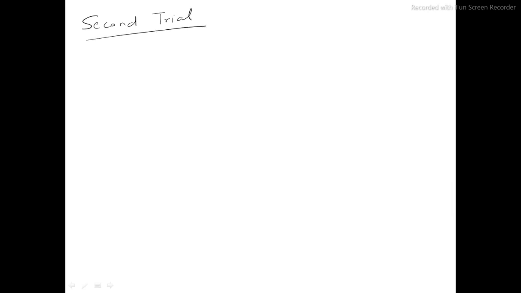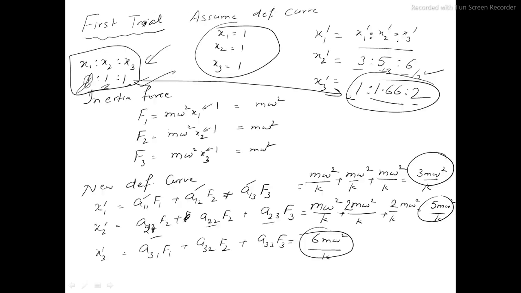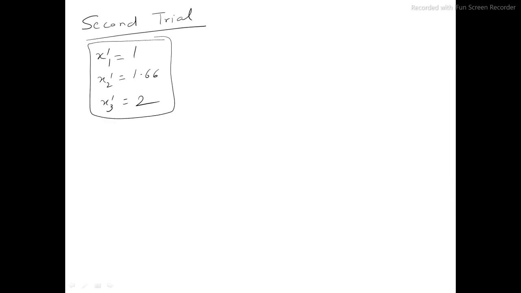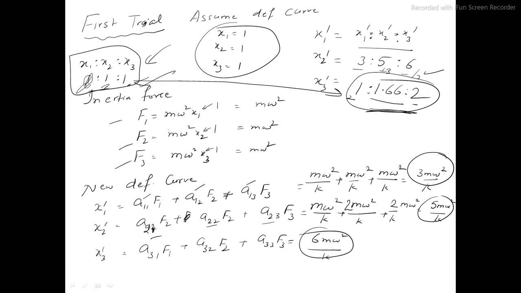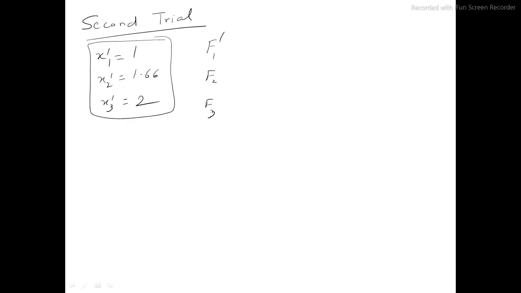So in the second trial, your x1 dash, x2 dash, and x3 dash you will take as you have calculated previously. Like you will take it as 1, 1.66, and 2. The answer you have got. Okay. So now this is your first step, the assumed deflection curve. You have assumed this one. Now the second step is to calculate inertia loading. So here is F1, F2, F3. But to change the name, because we have done F1, F2, F3 here, we will mark it as F1 dash, F2 dash, F3 dash.